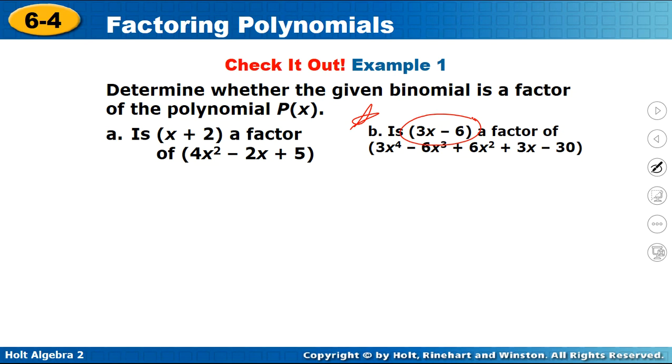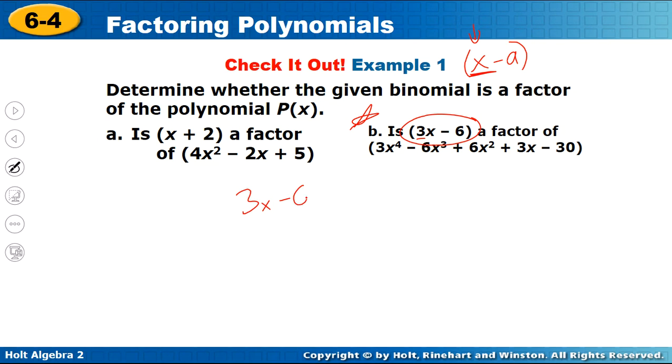All right, now here's the thing. We can't really do the synthetic substitution on that type of polynomial because it has to be in the form x minus a, x minus or plus a. But we simply can't have like a 2x or 3x like we do here. It has to be just a plain x. All right, and this is not like that, right? Because it's 3x.